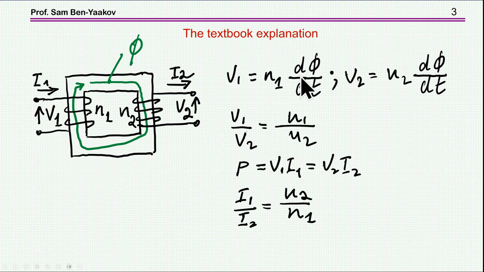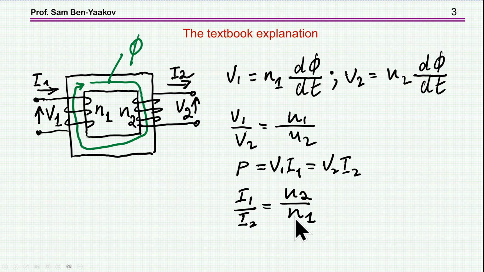So the two fluxes are the same, and then the voltage, according to Faraday's law, is the number of turns times the derivative of the flux. The derivative is the same, and we get that V1 over V2 is N1 over N2. Now, usually the explanation invokes the conservation of energy, saying that the power coming in is the power coming out, ignoring losses, and if you do this, you get this ratio of the currents, I1 over I2, is N2 over N1.